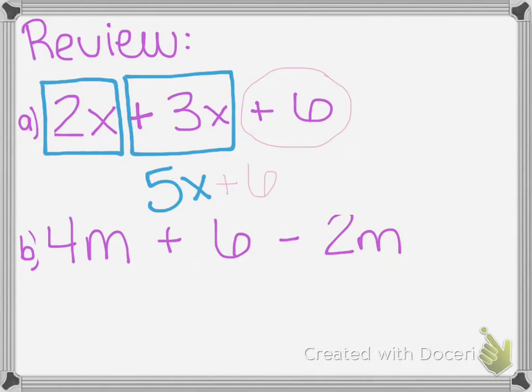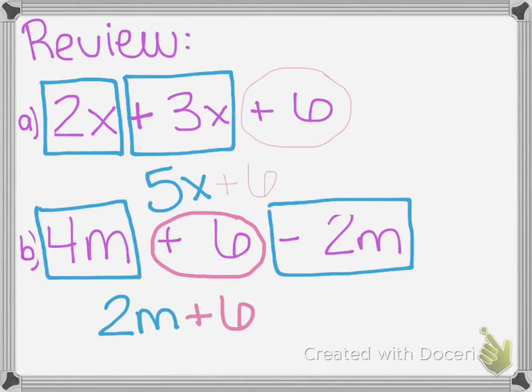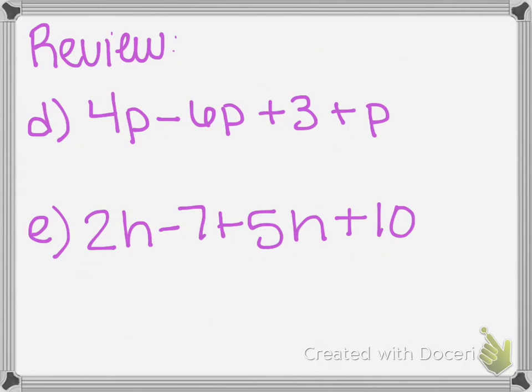In question B, I see a term with 4m and a term that says minus 2m. So 4m minus 2m would be 2m. And again, we've got this plus 6 that doesn't have anything to combine with. So it just becomes part of our answer, 2m plus 6. Now it looks like we skipped some letters here, so we're going to D.